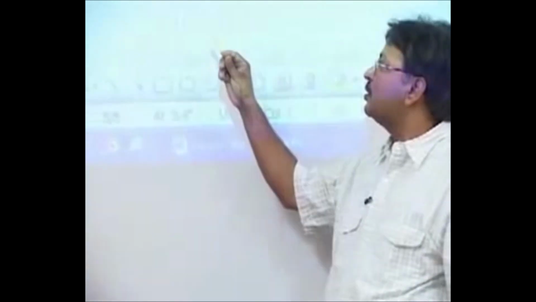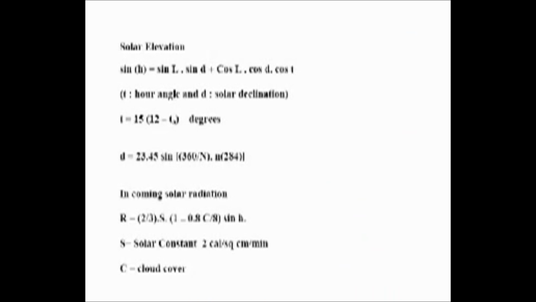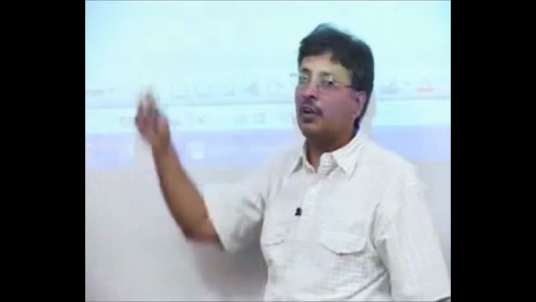Okay, now the declination. We have defined what the declination is, and the method which we use to find out the declination is the following, and declination has to depend on N. Okay, that's the sun's position. So this way you can find out the D, you already know the T, you know the L, so you can find out the sin H.